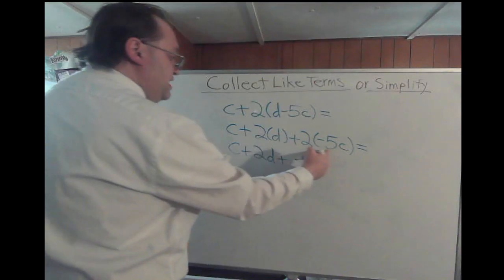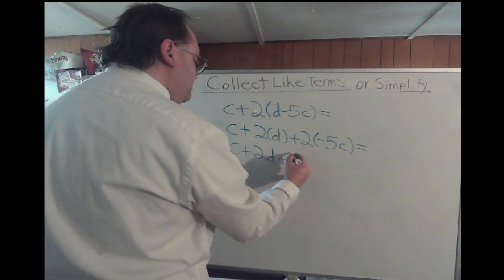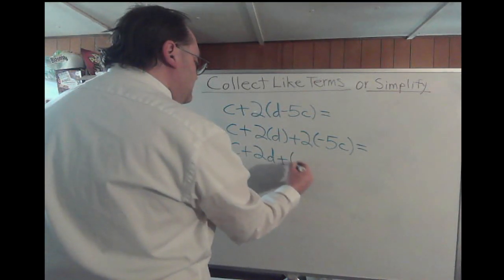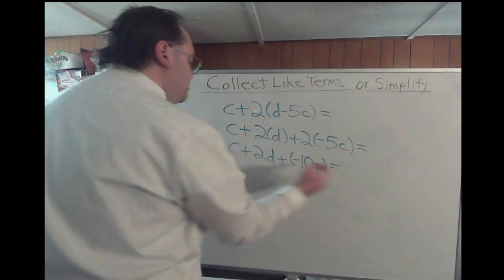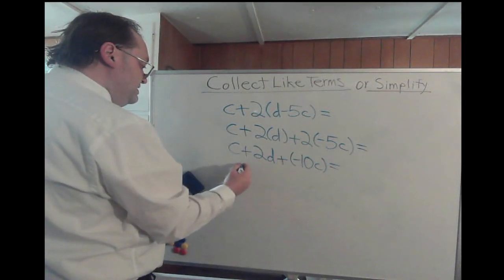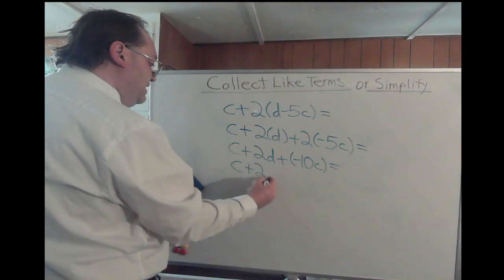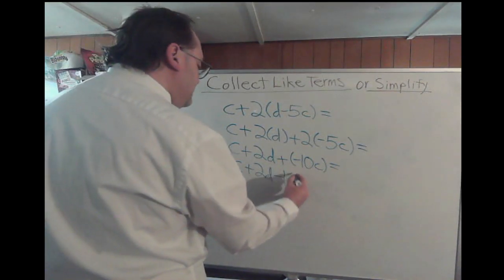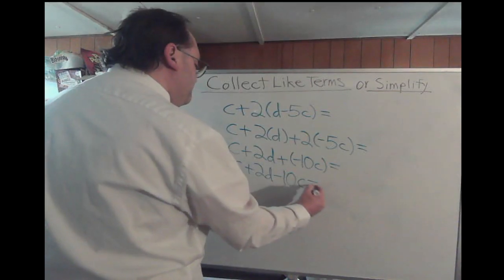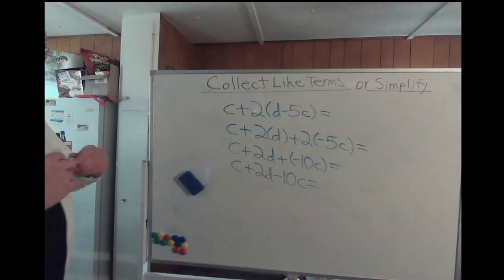Plus, what is 2 times negative 5c? Well, that's going to be negative 10c, which is going to equal c plus 2d. Now, plus a negative, that's just minus. That'd be minus 10c. Alright, now we can look for like terms.